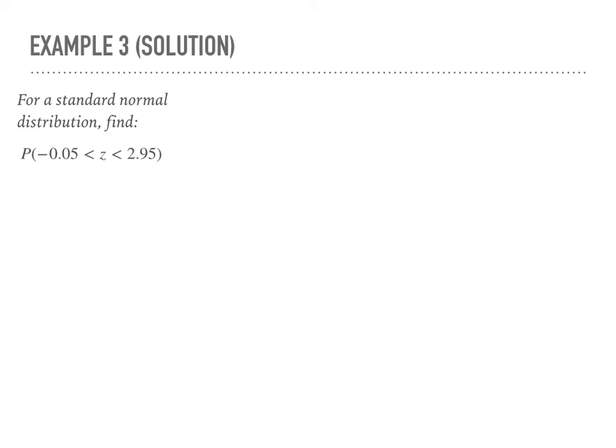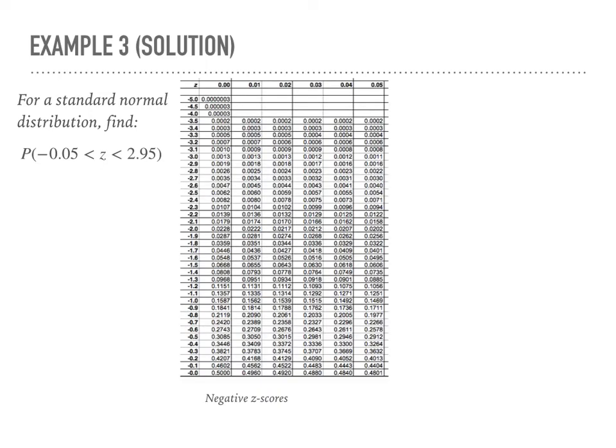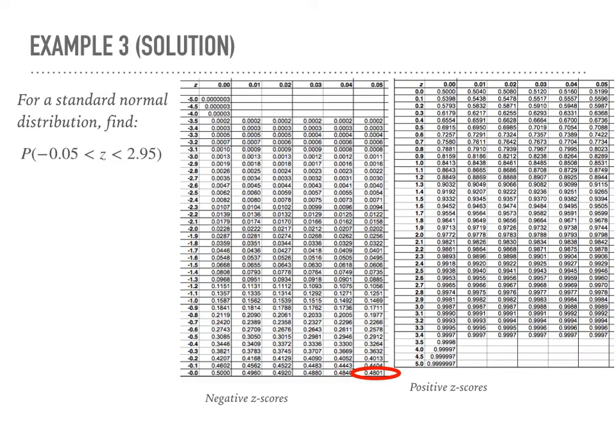For a standard normal distribution, find the probability that negative 0.05 is less than z is less than 2.95. For this, we need both the negative and the positive tables. Finding our values, we have 0.9984 minus 0.4801, which gives us the probability of being in between is 0.518.